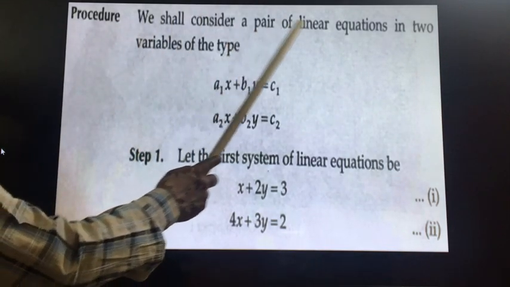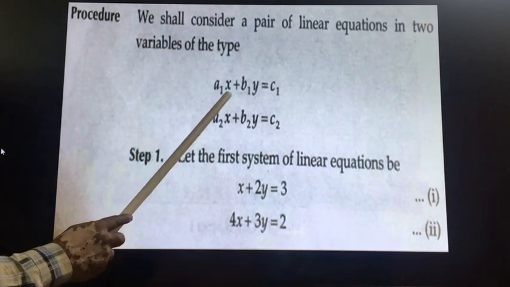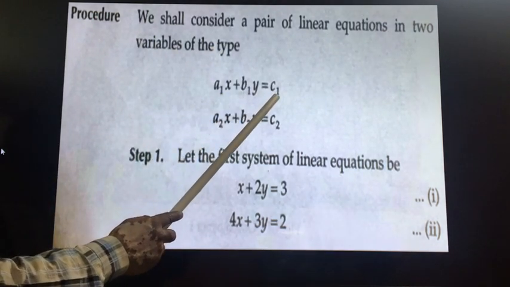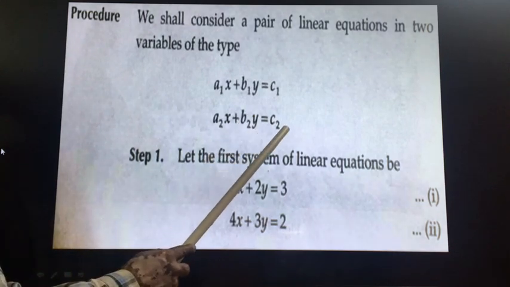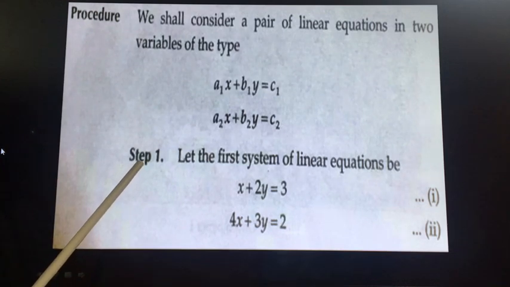We shall consider a pair of linear equations in two variables of the type: a1x plus b1y is equal to c1, a2x plus b2y is equal to c2. This is the standard form of linear equation. So we will take the first example.